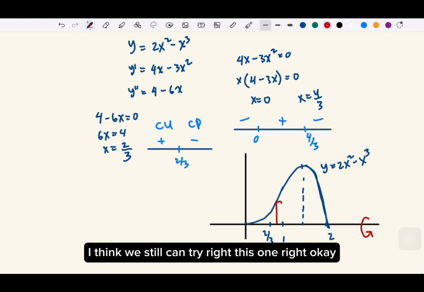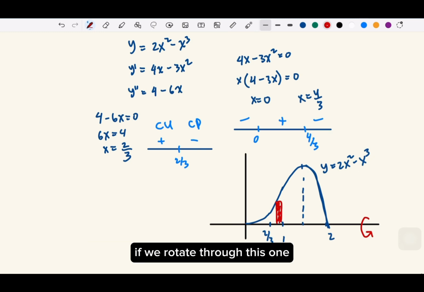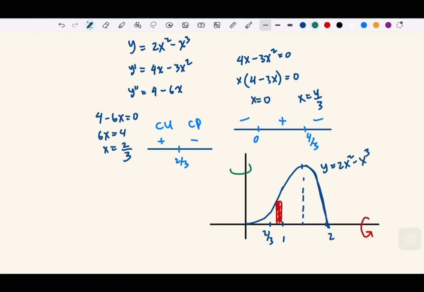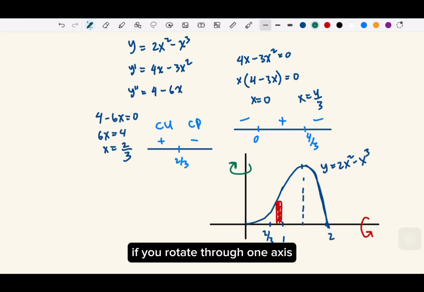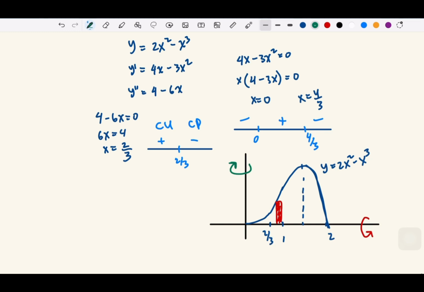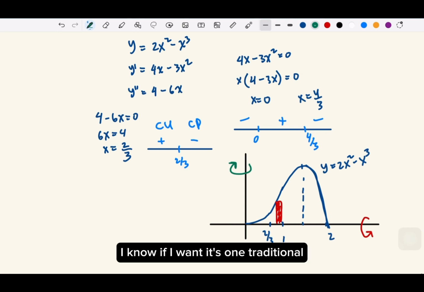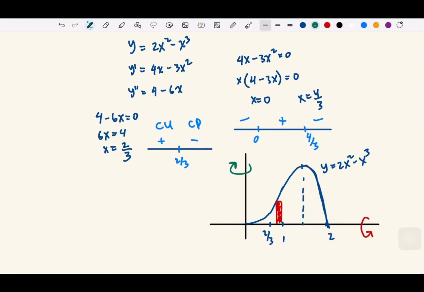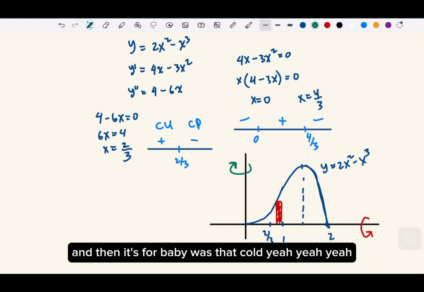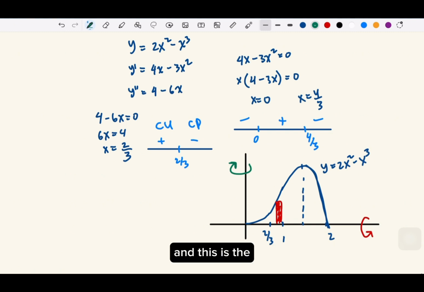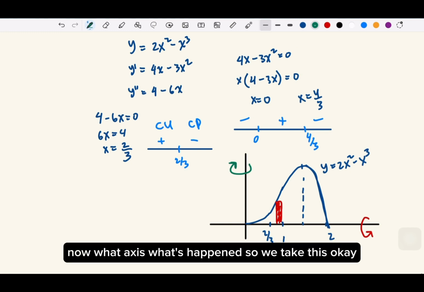This one, right? Okay. If we rotate through y-axis, so if we rotate through x-axis, we can, right? We can have like a, how do you say that? I know in Taiwan there's one traditional, like, and then it's rotating. What's that called? Yeah, I think so. Right? It's similar, right? And this is the rotation. Okay. So if we rotate now y-axis, what's happened? So we take this, okay?